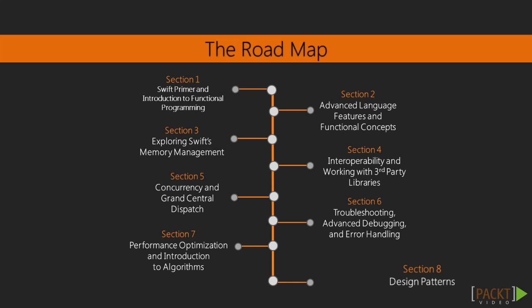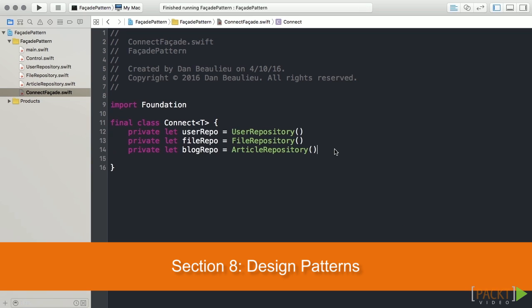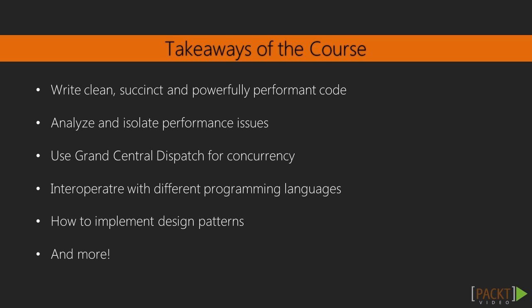Finally, in Section 8, we turn our attention to design patterns. We'll learn how we can leverage the power of design patterns to solve common programming problems, while resulting in clean, readable code that is easy for future developers to work with. Once you've completed this course, you'll have a deep understanding of how to write clean, succinct, and powerfully performant code in Swift. You'll also know how to analyze and isolate performance issues, use Grand Central Dispatch for concurrency, interoperate with different programming languages, and how to implement design patterns.